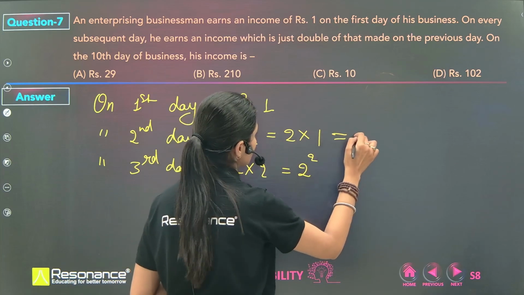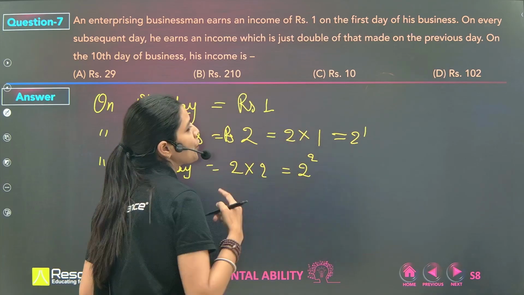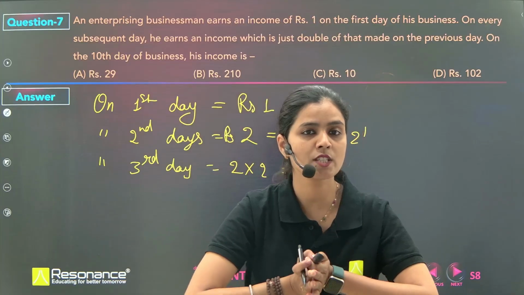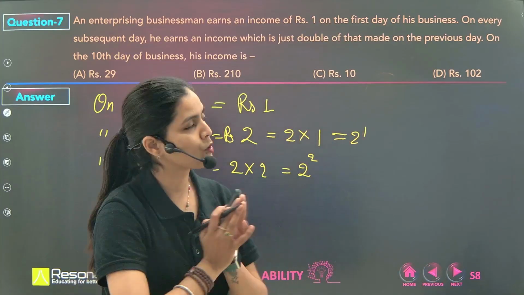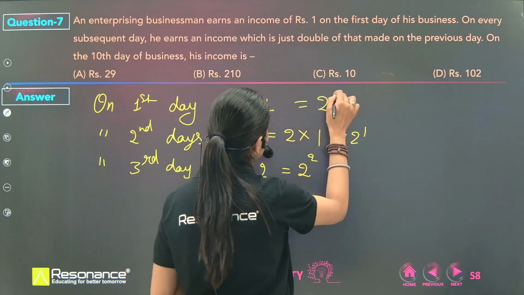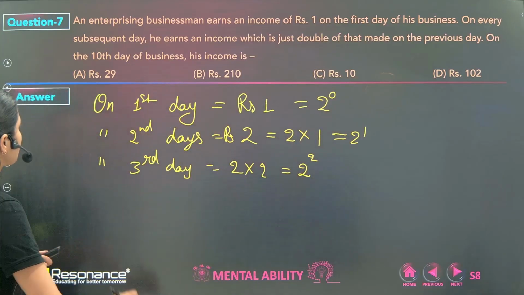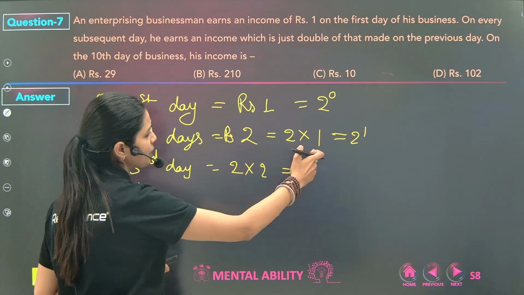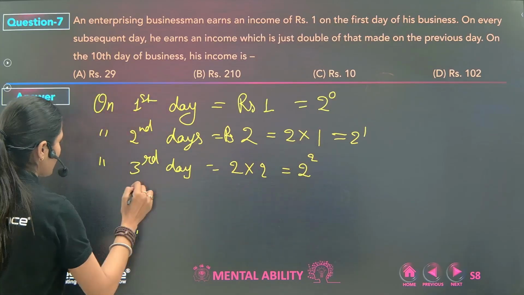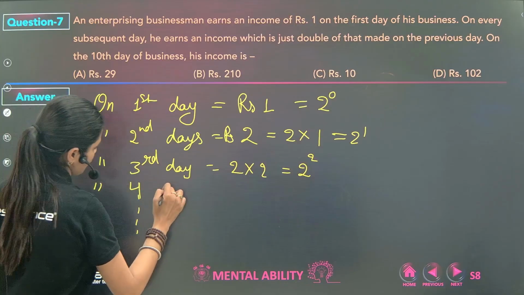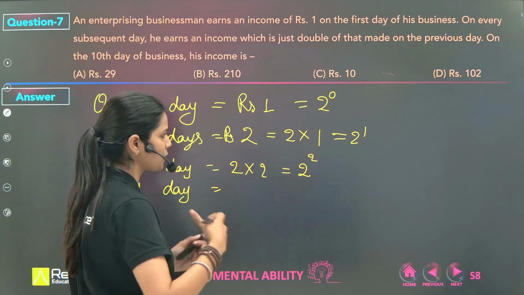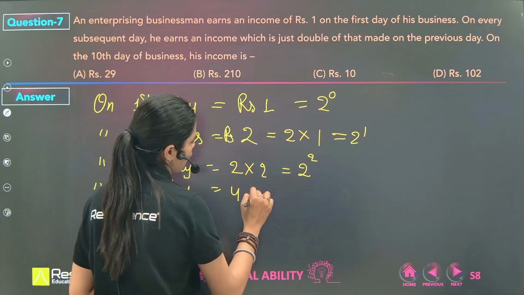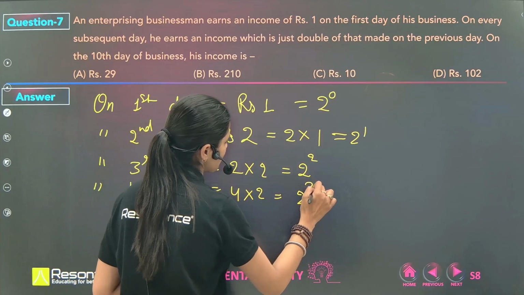This is 2 power 1. Now we have already studied in maths that any number power 0 is always equal to 1. So can I write it as 2 to the power 0? Now if you see on the third day, the power is 3 minus 1. If we go for the fourth day also, you can observe how the pattern is following. So it will be 4 into 2, that will be 8. That means 2 to the power 3.